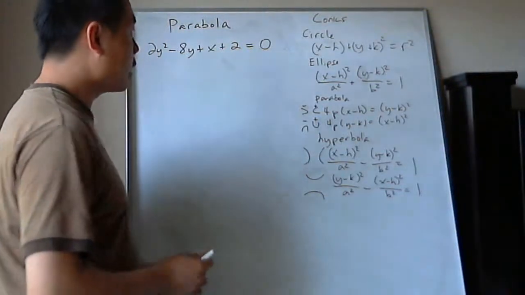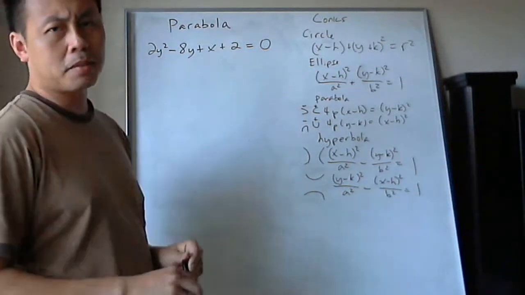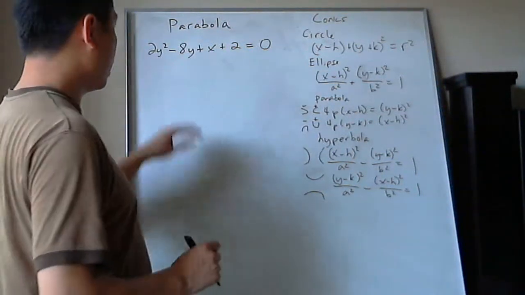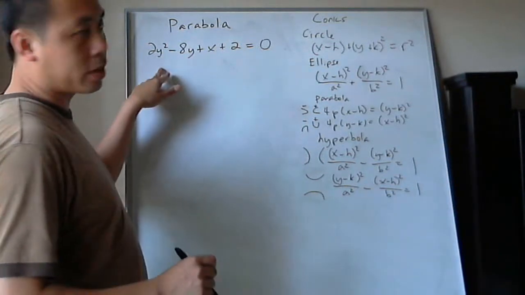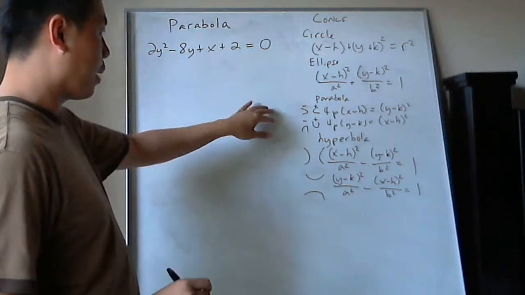Now we're done with ellipse and circles, and we're going to move on to parabola. Something you probably learned in Algebra 1, but not in a more analytical approach. So now we have 2y squared minus 8y plus x plus 2 equals 0 as our example.